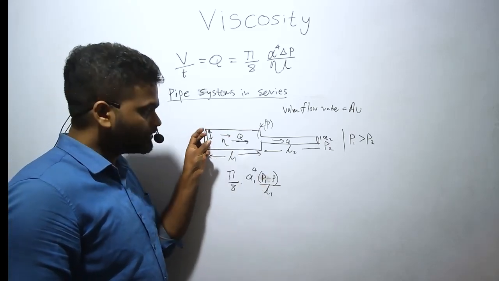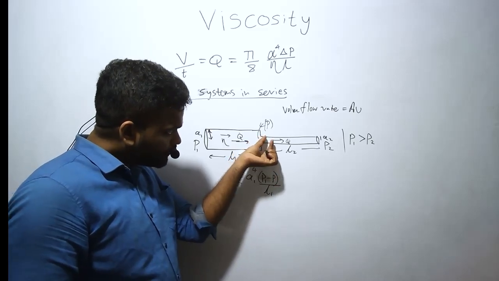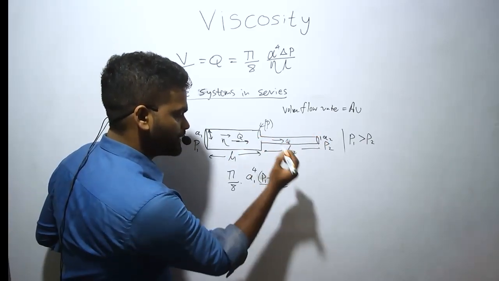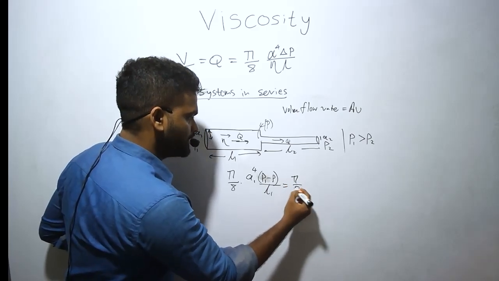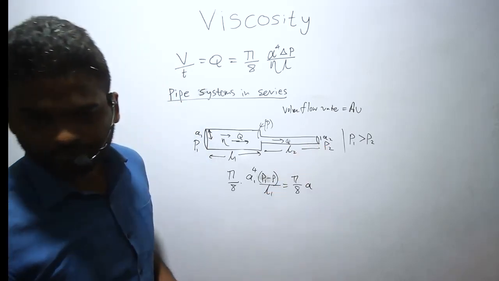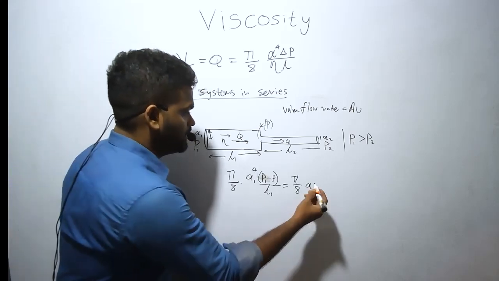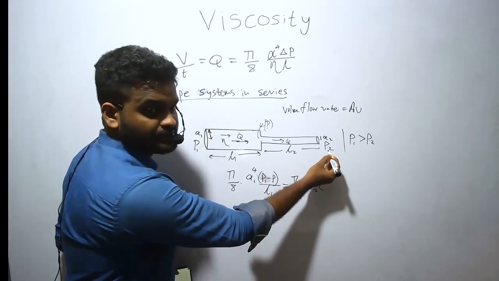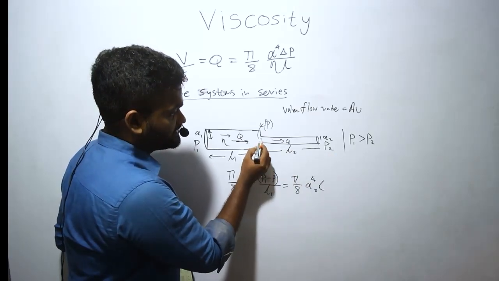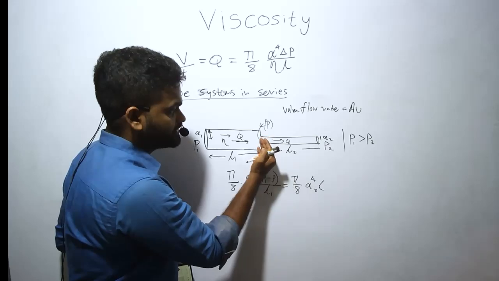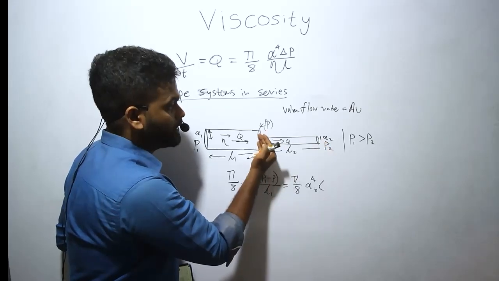And that volume flow rate is equal to the volume flow rate through this pipe as well. So for this pipe also you have to write pi A2 to the power 4. Radius is A2. What's the pressure difference? If the liquid flows to this side, this is high pressure, this is low pressure. P minus P2.